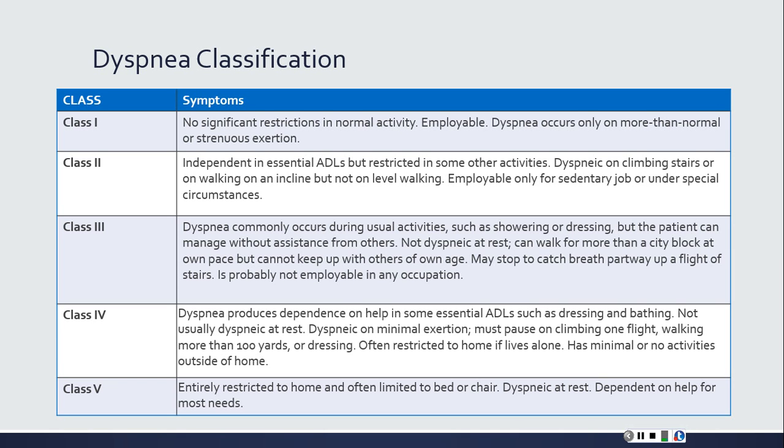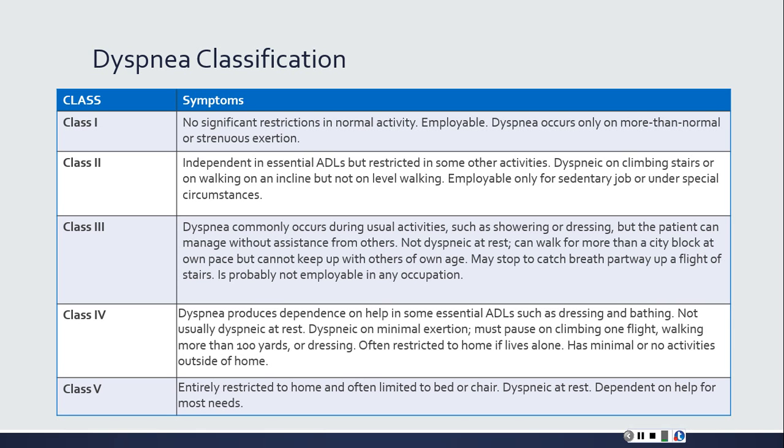Class 3, dyspnea commonly occurs during usual activities, such as showering and dressing. How is that going to impact a patient's overall status? Yes, psychologically there's going to be an impact. If they have to have help getting a shower, if they have to have help getting dressed, for one, they may just not do it.